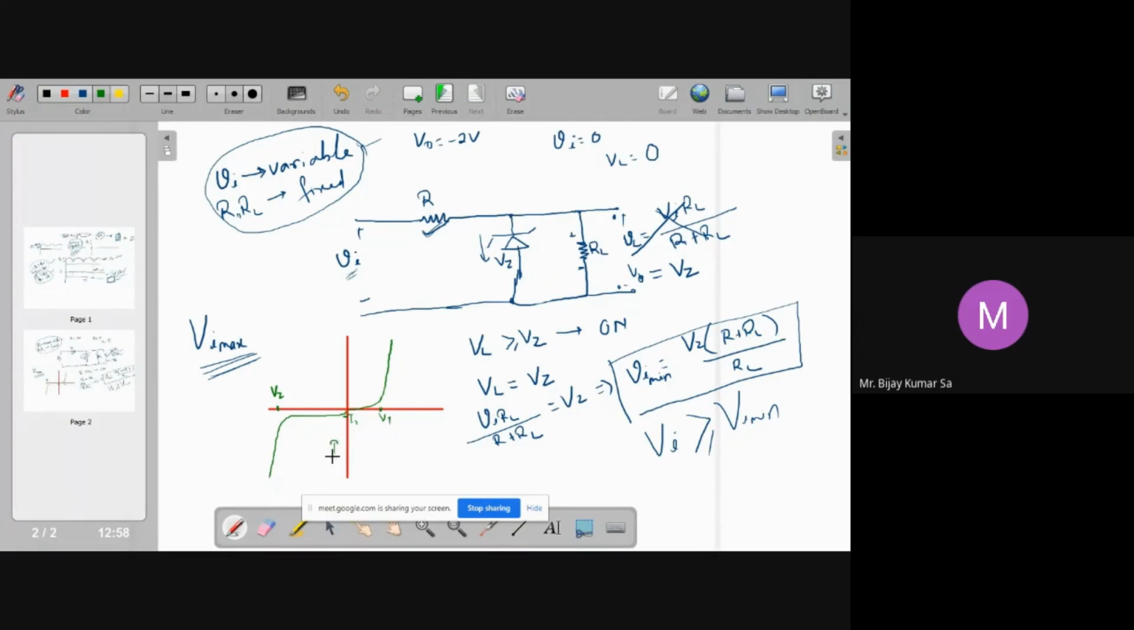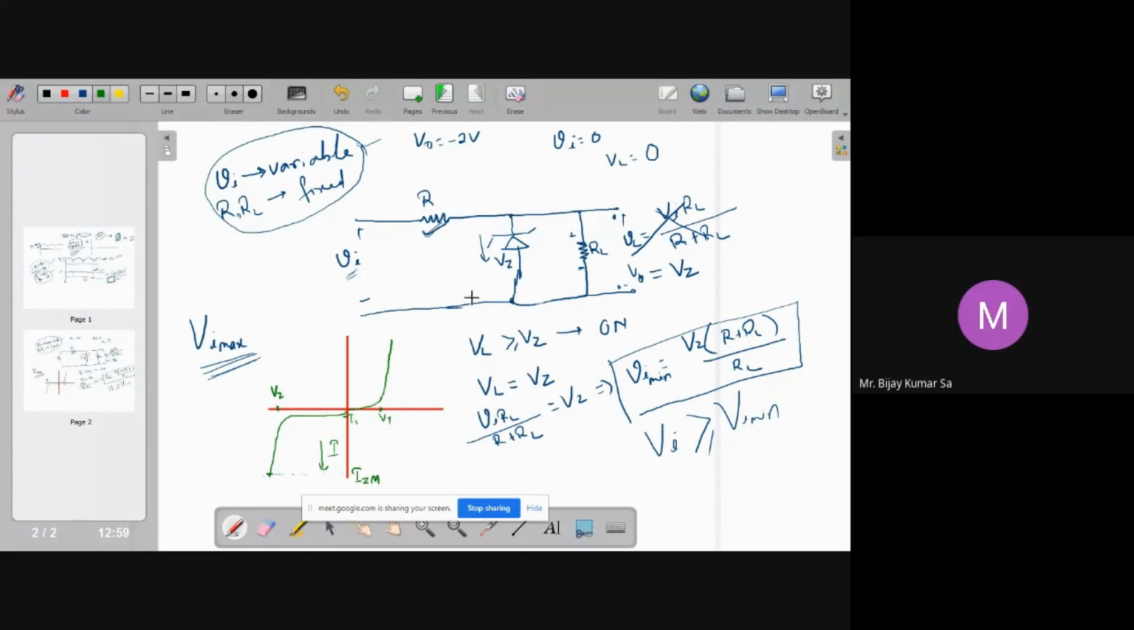This is the current axis, this y axis. There is always a certain current value somewhere in the breakdown region that is called IZ max. This is the maximum current that this diode can withstand. Of course, this being a zener diode, it can withstand reverse current up to a very high limit, but not infinite. It is up to a certain current value IZM. Any current below this is a safe zone.